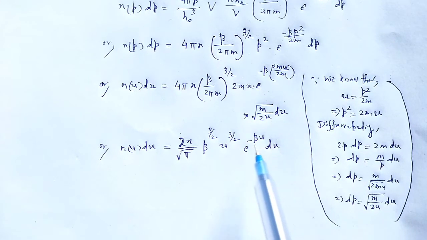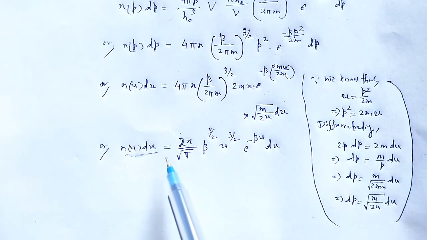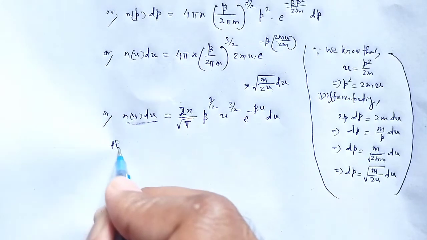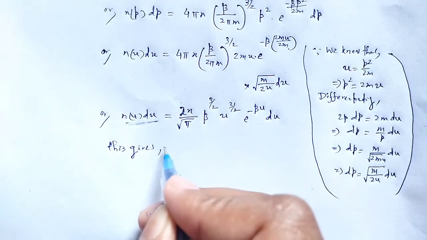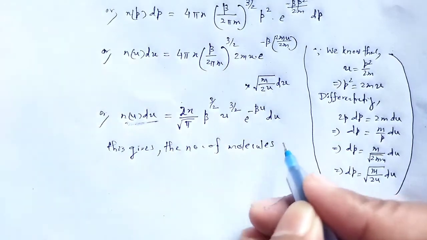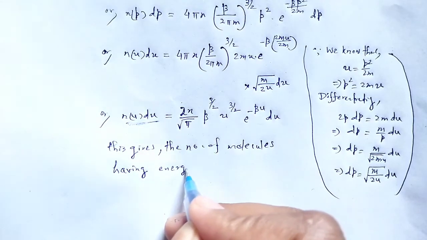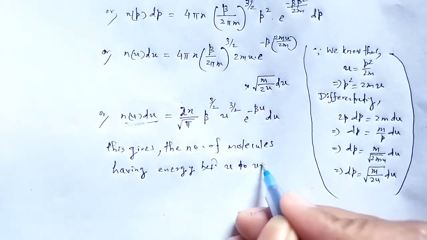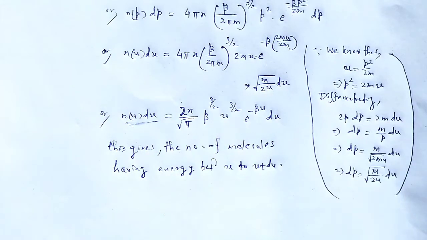What exactly does that equation indicate? That is the number of gas molecules in the energy range u to u plus du. This gives the number of molecules having energies between u to u plus du. In that energy range, this is the number of gas molecules.